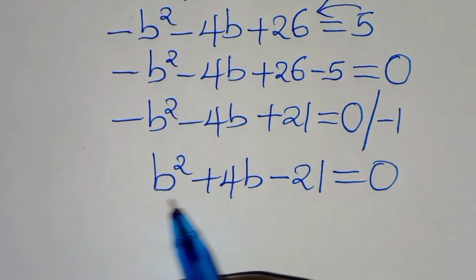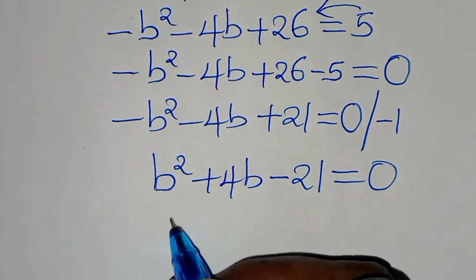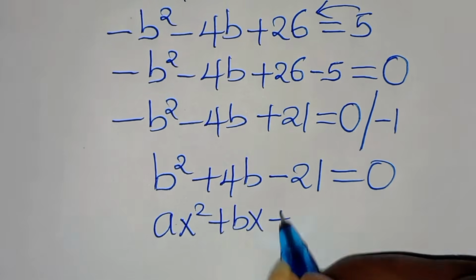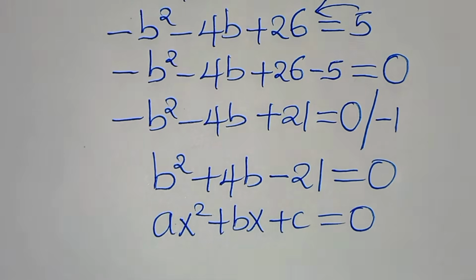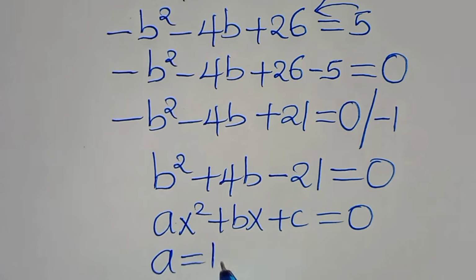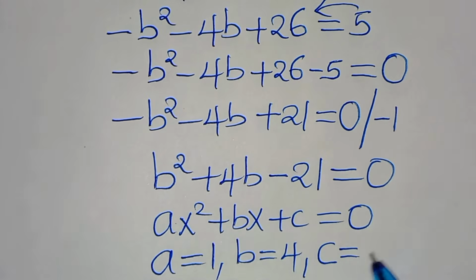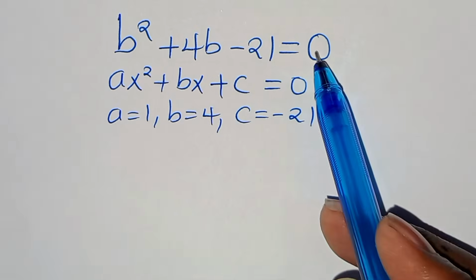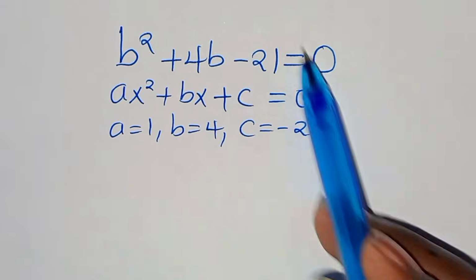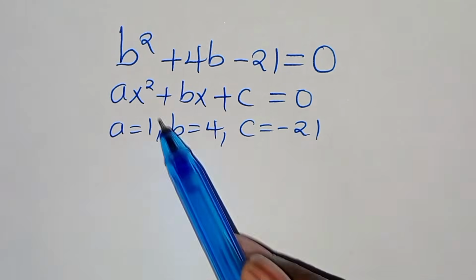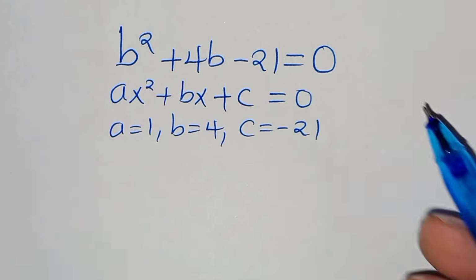So this is a quadratic equation here of the form ax squared plus bx plus c equal to 0. From this quadratic equation, we have that a is equal to 1, b is equal to 4, and that c is equal to minus 21. We have a quadratic equation here, which is b squared plus 4b minus 21, which is of the form ax squared plus bx plus c, where a is 1, b is 4, and c is equal to minus 21.